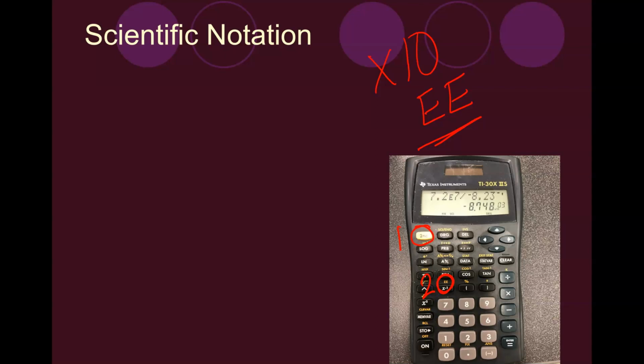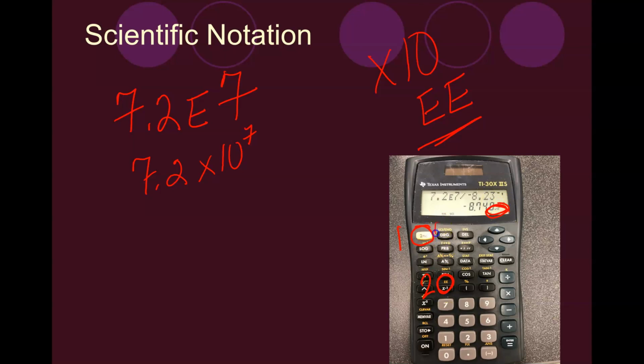The way you would put it in the calculator is 7.2, and then you would type in second, then the EE button, then 7. And what that means is 7.2 times 10 to the 7th. And you can see it gives it to us here in scientific notation.